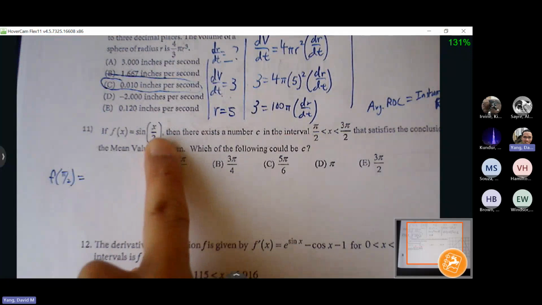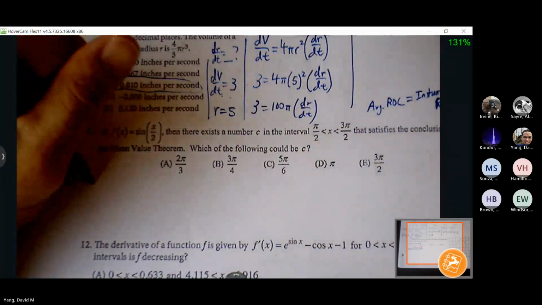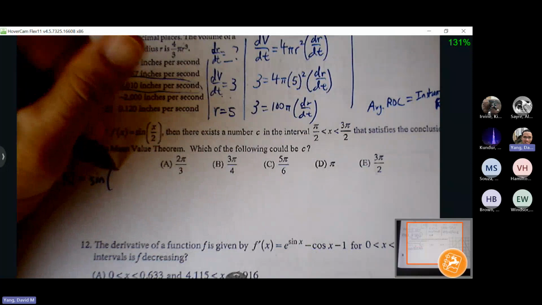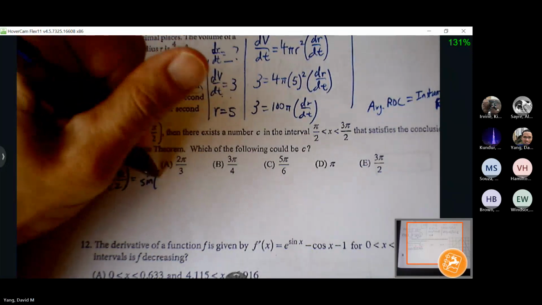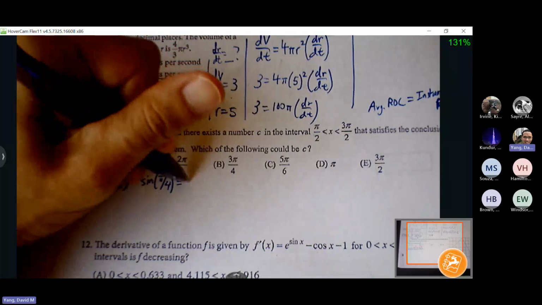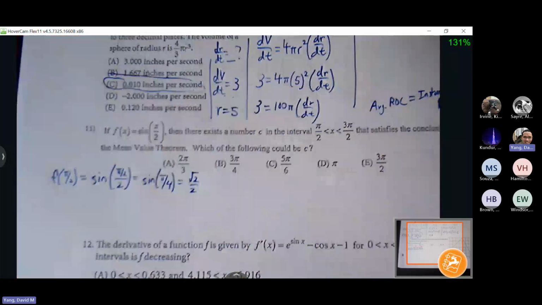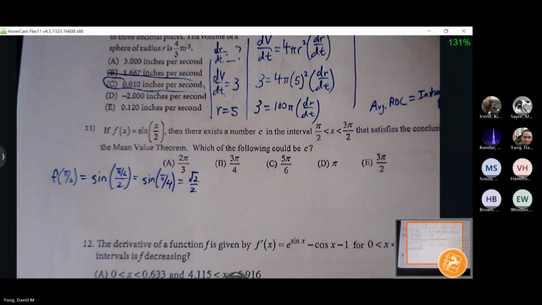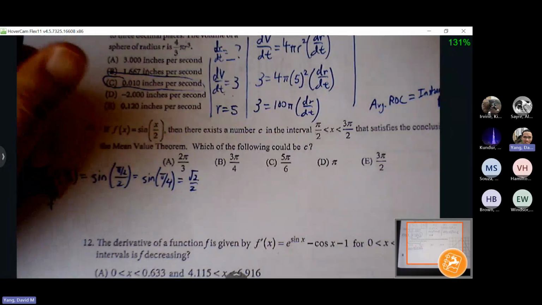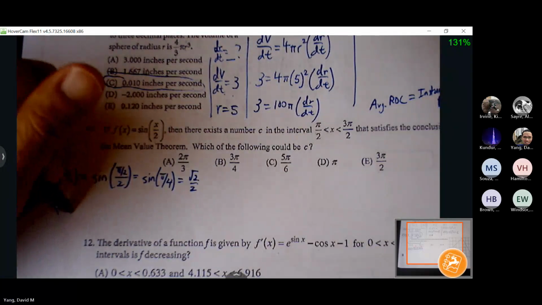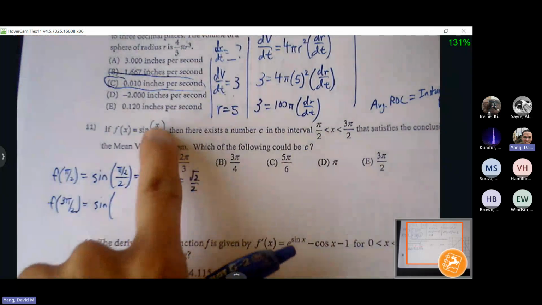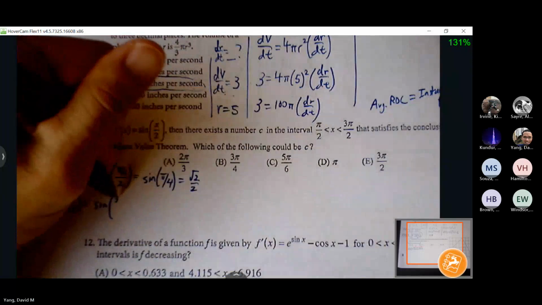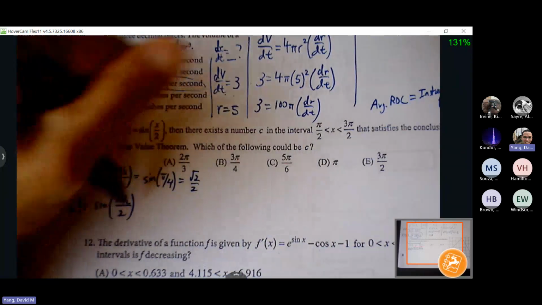I'm going to replace x with pi over 2. So that's really pi over 2 divided by 2, which is really sine of pi over 4, which is root 2 over 2, right? Unit circle value. Now sine of 3 pi over 2 divided by 2, which is going to end up being sine of 3 pi over 4.